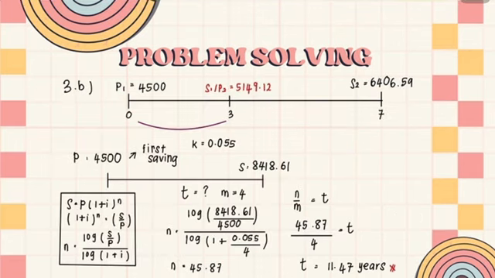For question B, use formula N equal to log of S divided by P, divided by log of 1 plus K divided by M. S is 8,418.61, P is 4,500, K is 0.055, and M is 4. The answer will be 45.87. Final answer will be 11.47 years.